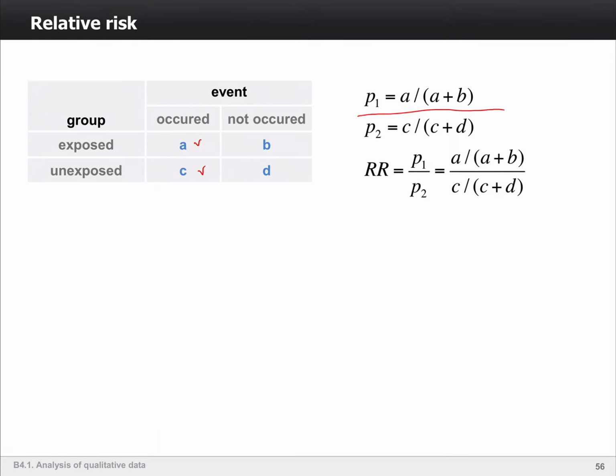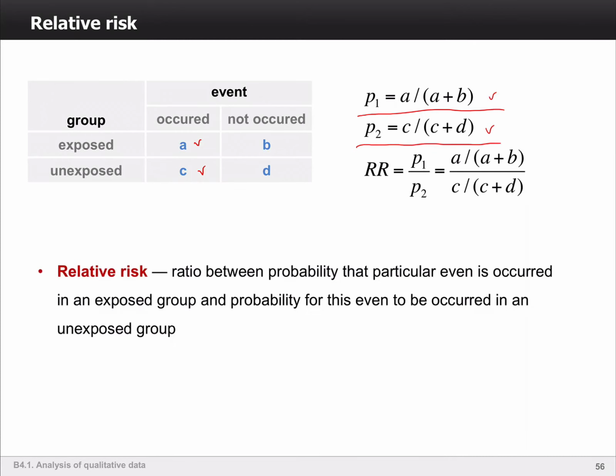So in fact it's a sort of proportion, right? And then the relative risk is simply the ratio between these two. For example, the relative risk that you will not pass the exam if you do not attend the seminar. What it means is you have to calculate how many people did not pass the exam from those who attended the seminar, how many people did not pass the exam from those who did not attend the seminar, and then take a ratio.